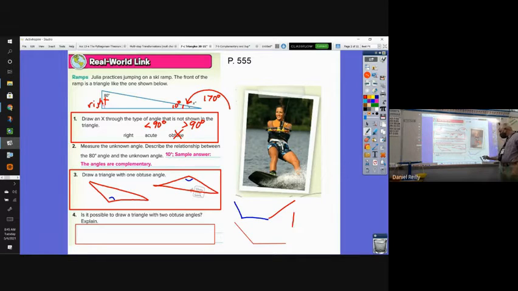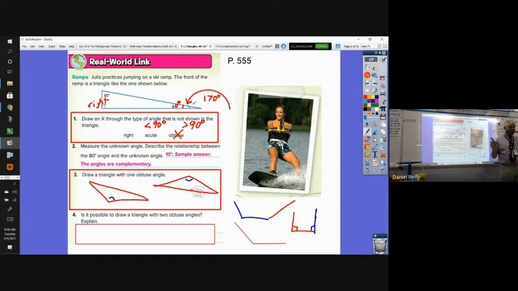Okay, same thing with a right angle. If I have one right angle, can I have another right angle in this triangle? No, because a second right angle would not connect. I'd have to put a fourth side on it, and it's not a triangle anymore. Okay? So a triangle always has two acute angles.